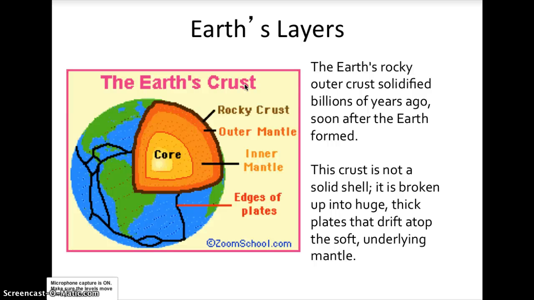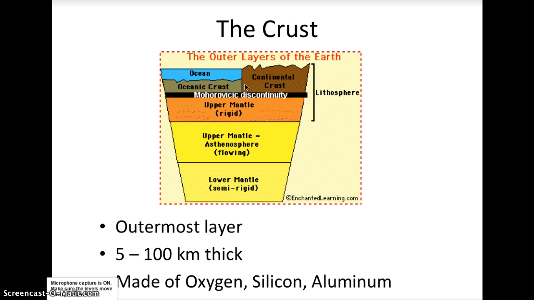The Earth's rocky outer crust solidified billions of years ago, soon after the Earth formed. So the crust is not a solid shell. It's broken up into huge, thick plates that drift atop the soft, underlying mantle. So if you think of the Earth as an egg with an eggshell, the shell isn't whole, the shell is broken, but it's still on the egg. So, moving on.